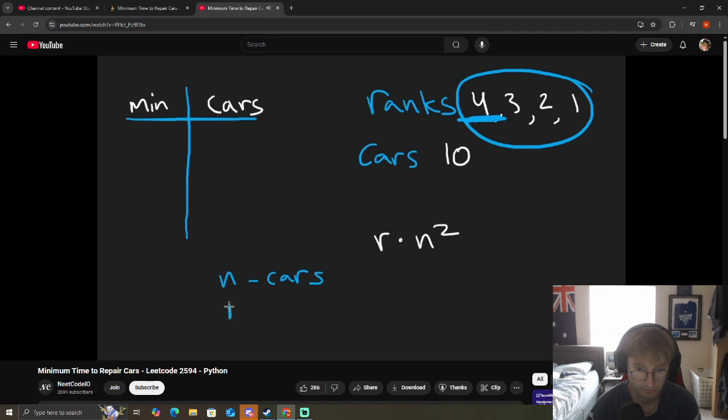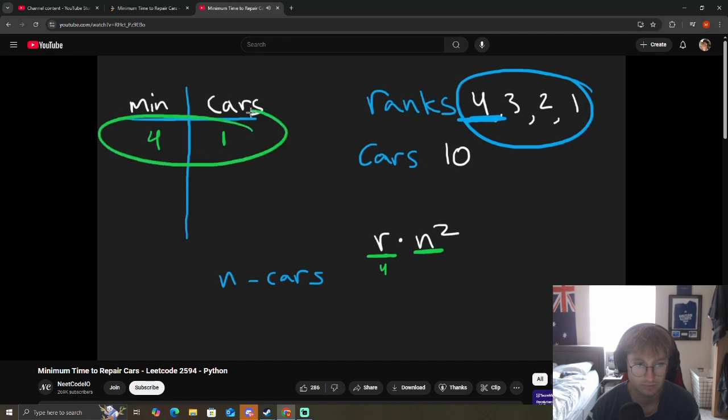You plug 1 in. For the first mechanic, let's say I'm looking at the mechanic who has a rank of 4, so I can put 4 in for the R. For N here, how long is it going to take them to do 1 car? For N, I want to do 1 initially. I'm going to put 1 in, so 1 squared, and that's just going to be 4 times 1, so that's 4. What that means is that we plugged 1 into the number of cars for N, and the number that we got out is 4. So it takes them 4 minutes to do 1 car.